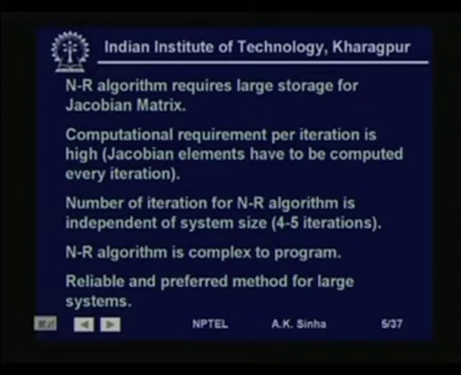It is a very reliable and accurate method, and therefore is the preferred method for large system power flow applications. That is, most of the commercial programs for power flow use the Newton-Raphson algorithm for the solution, and people have solved problems of more than 10 to 20,000 buses using the Newton-Raphson method of power flow.